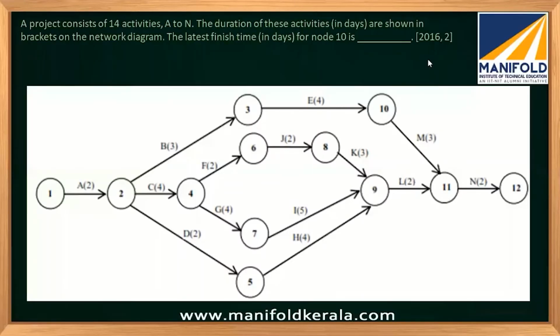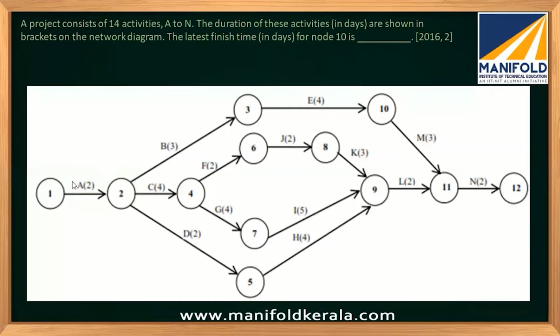So this was a question which was asked in GATE 2016 for ME for 2 marks, not a multiple choice question. So there are 14 activities from A to N. So duration is given in days. So what we have to find is the latest finish time for the node 10. Only for the node 10, what is the latest finish time? That's only what we have to answer.